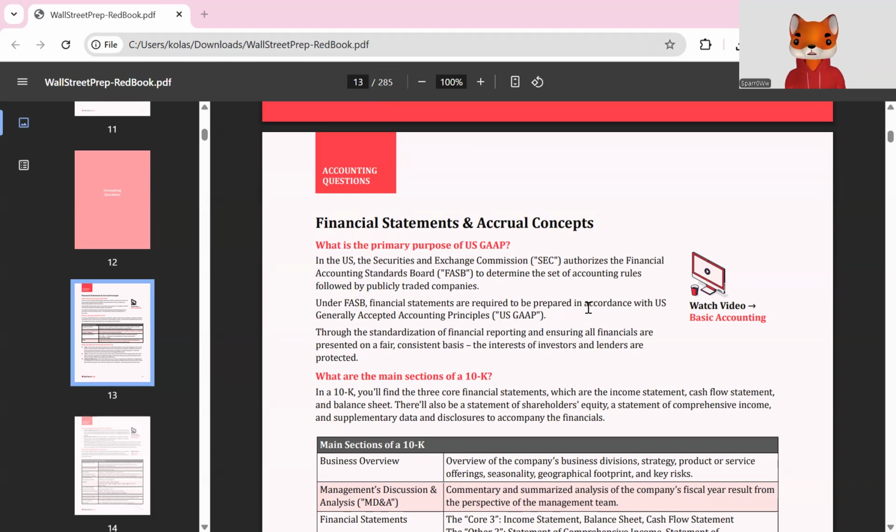So, what are the main sections of a 10-K statement? In a 10-K statement, you will find three core financial statements: the income statement, cash flow statement, and balance sheet. There will also be a statement of shareholders' equity and a statement of comprehensive income, and supplementary data and disclosures to accompany the financials.